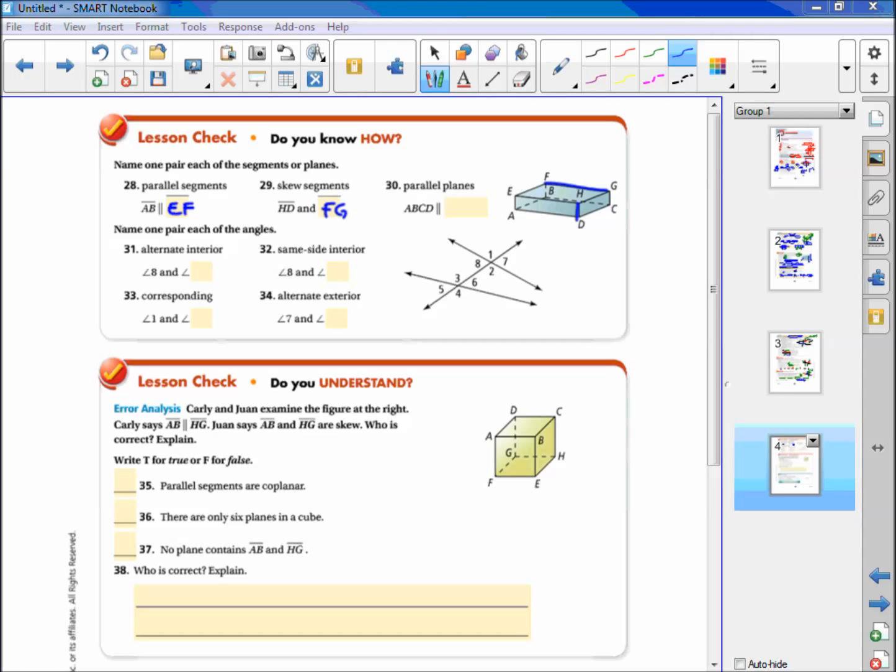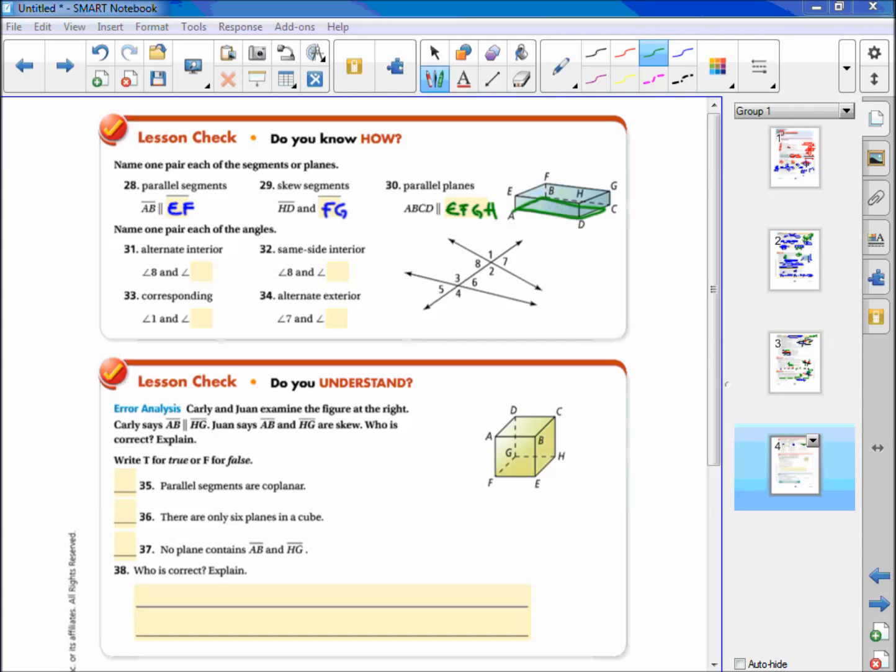And then our parallel planes. So who is parallel to ABCD? ABCD is the bottom of our box. So the only thing parallel to that will be the top of our box, which would be EFGH.